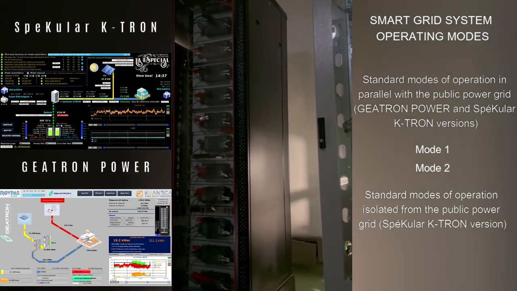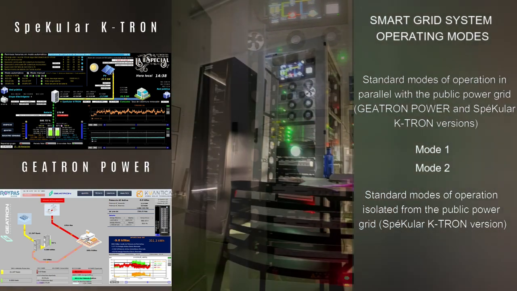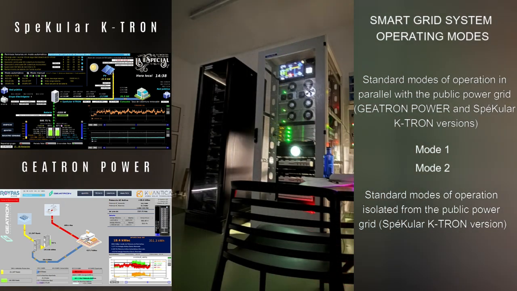Standard modes of operation isolated from the public power grid. Spekular Tron version. Mode 3. Operation in isolated mode as an emergency system, using the generator set as an auxiliary support system.